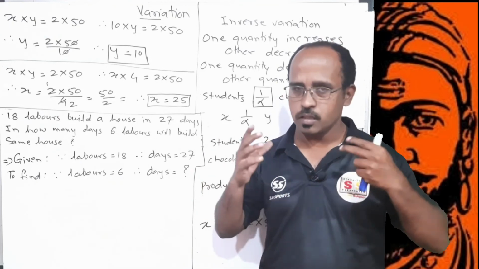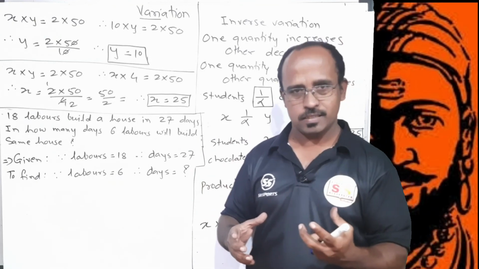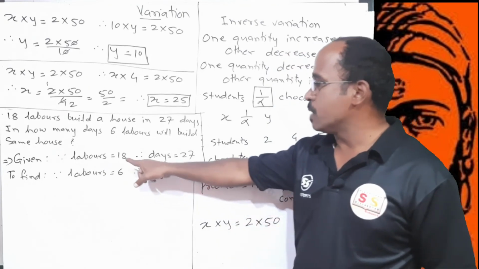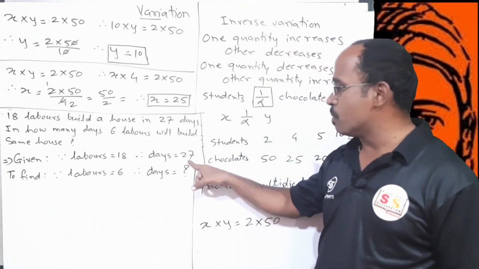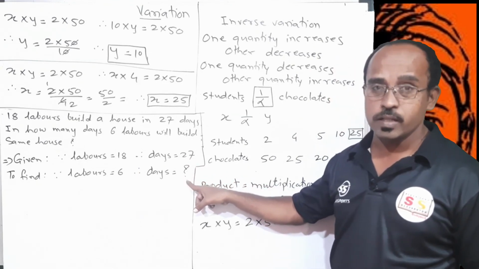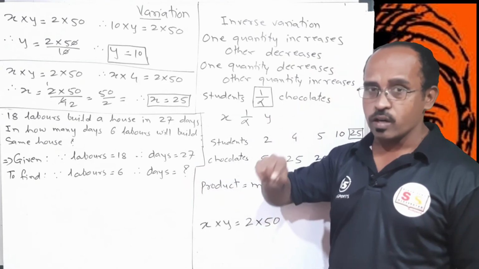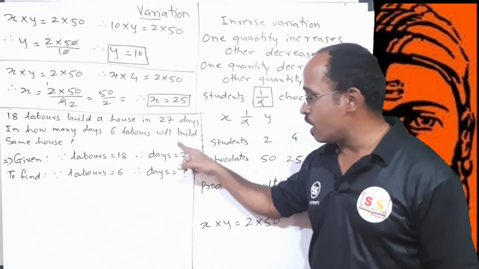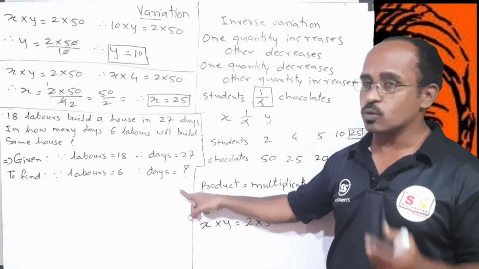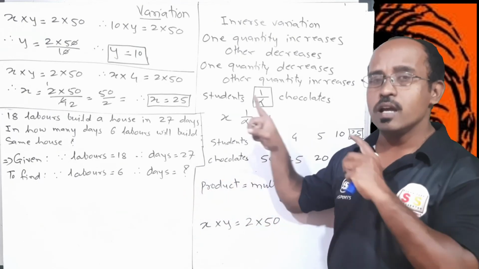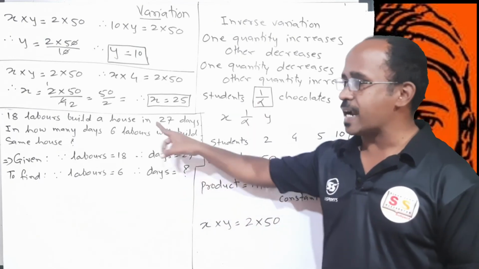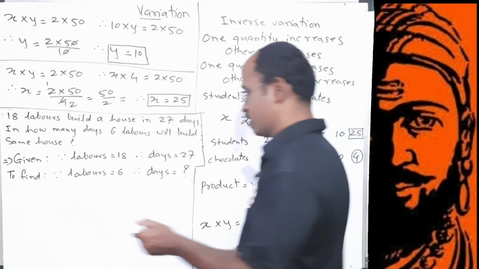Naturally, the workload will increase, meaning the number of days will increase, right? Meaning if one quantity, laborers, is decreasing, the number of days to build the same house will increase. One quantity is decreasing, another quantity is increasing. So what kind of variation is it? It is nothing but inverse variation. So let's write it in the form of inverse variation.